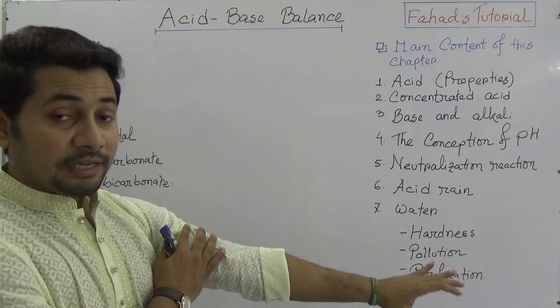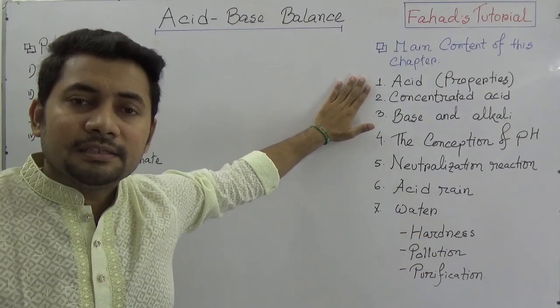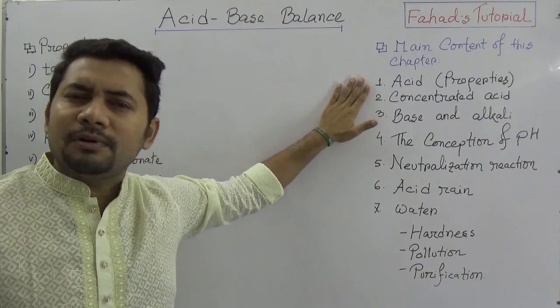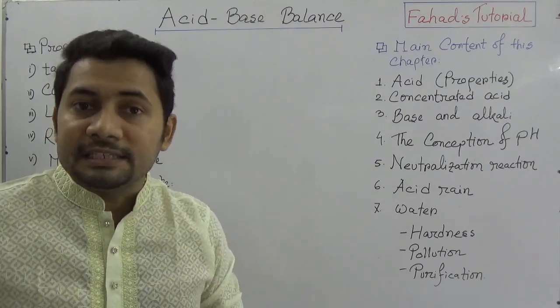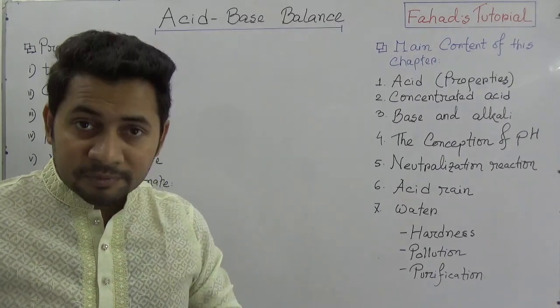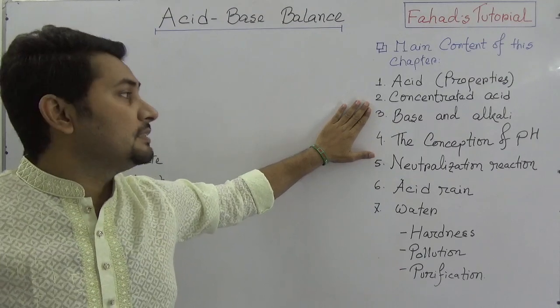In this chapter we need to study about acid. What is acid? What is the definition of it, and what are its properties? What is concentrated acid, dilute acid, and what are their properties? Then we need to study about base and alkali.